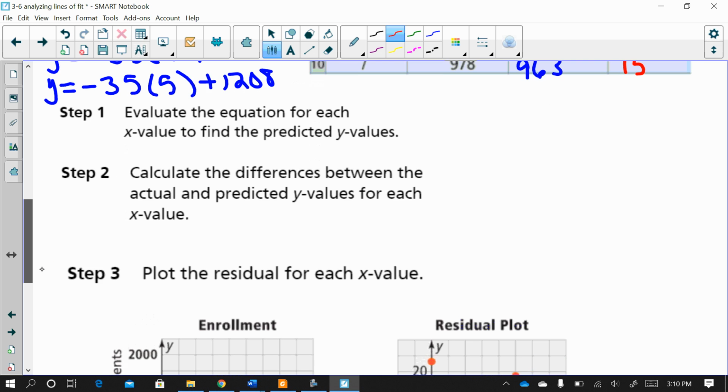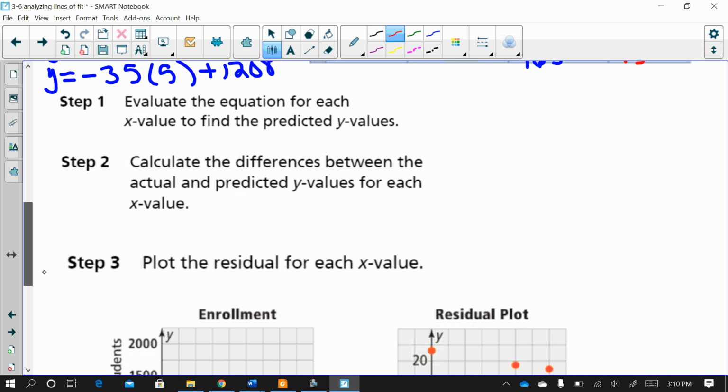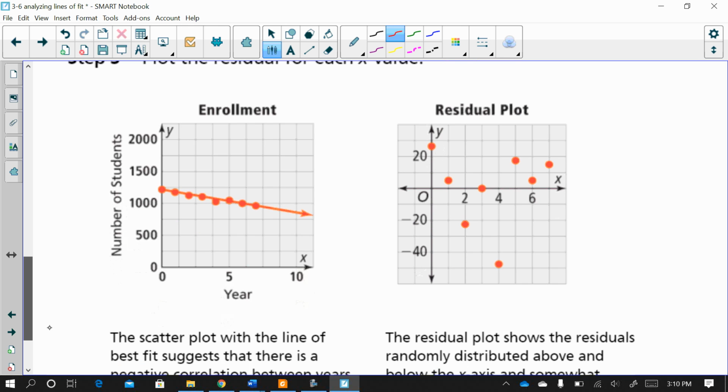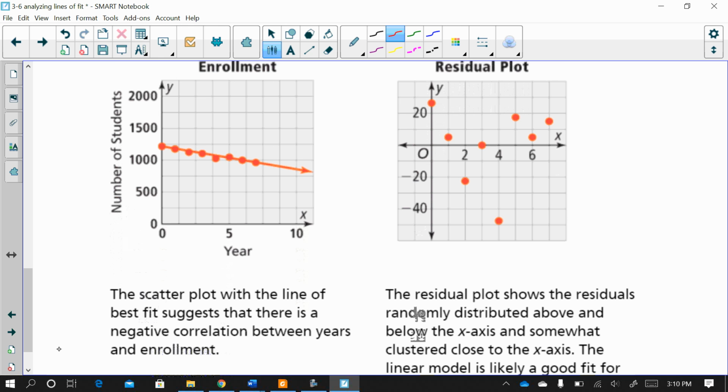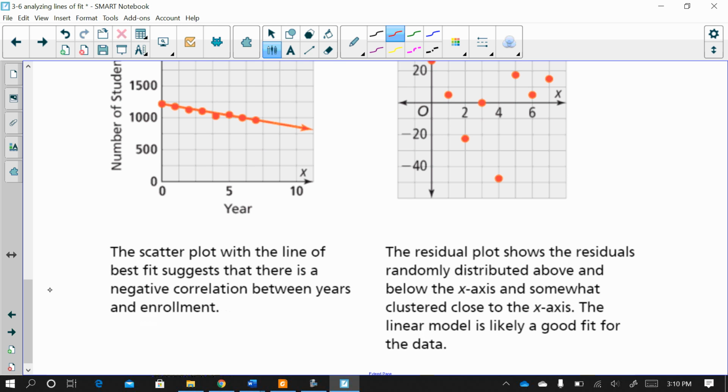So then the book says, after we calculated all this, we plot it. This is what it would look like plotted. The residual plot shows the residuals randomly distributed above and below the x-axis, and they consider it clustered somewhat close to the x-axis. The linear model is likely a good fit.